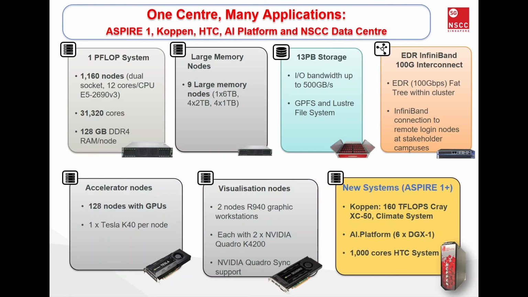A recent addition to NSCC or Aspire is Aspire 1 Plus, which is configured for a set of users specifically for climate research. Aspire 1 Plus also includes an HTC system, which is high throughput computing, basically small-sized jobs and many jobs being assigned, where the users don't have direct access to the system. The administrators choose the jobs which need to be moved to this HTC system.